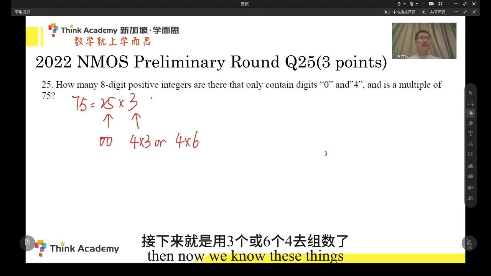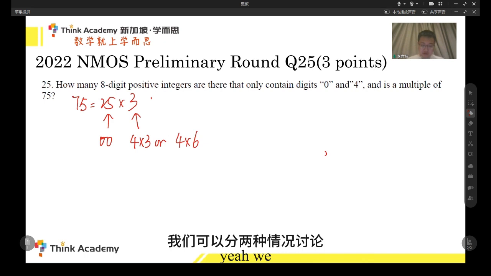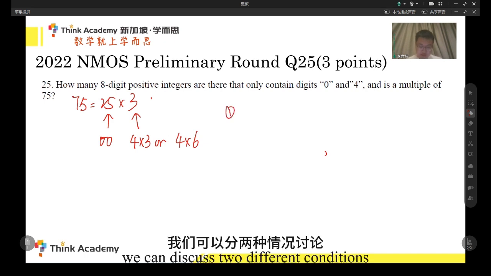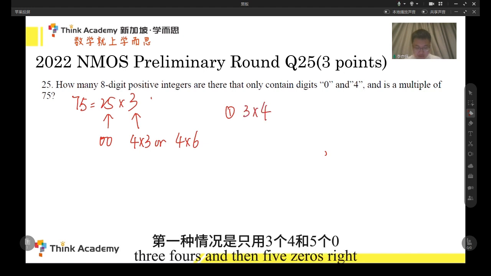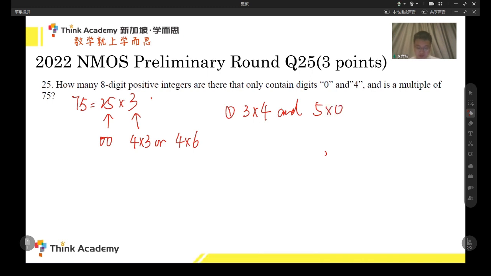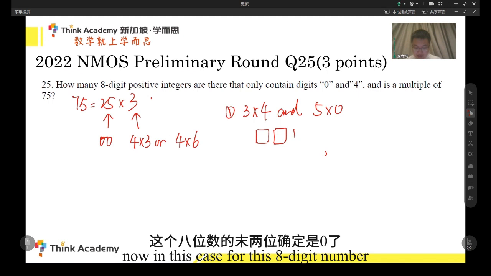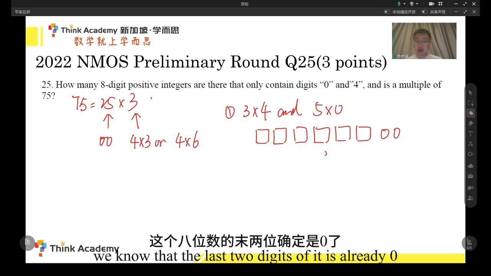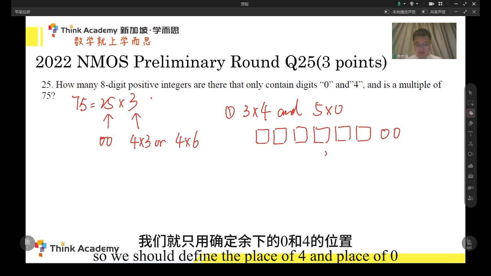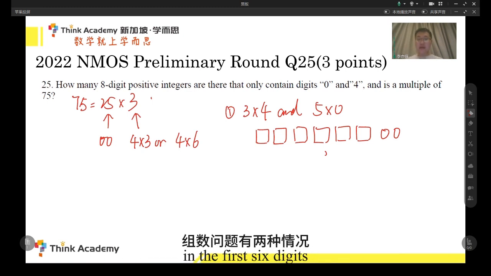Now that we know these things, we start to form the 8-digit numbers. We can discuss 2 different conditions. The first condition is that we use 3 fours and then 5 zeros, right? Now in this case, for this 8-digit number, we know that the last 2 digits are already 0. So we should define the places of 4 and 0 in the first 6 digits.